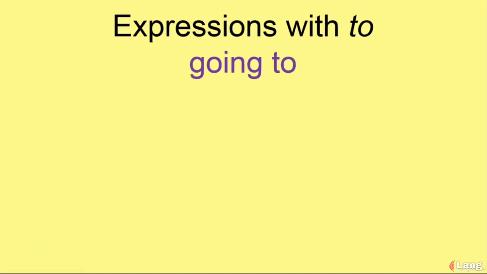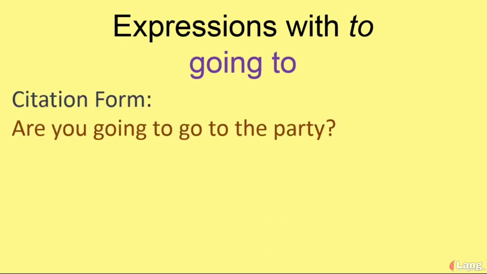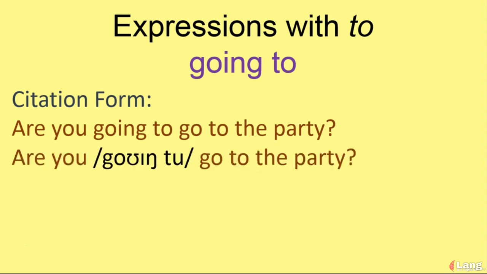Now let's look at expressions that use the word to, with the first one being going to. We have the citation form for the sentence, are you going to go to the party? Okay, repeat after me. Are you going to go to the party? Now the words going to in IPA look like this. This symbol here is the NG sound at the end of going.